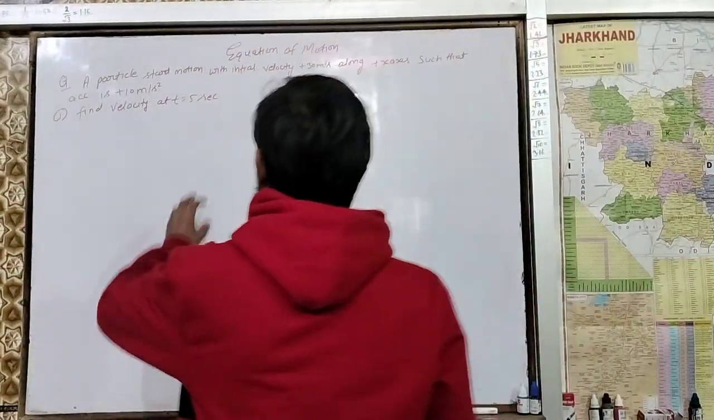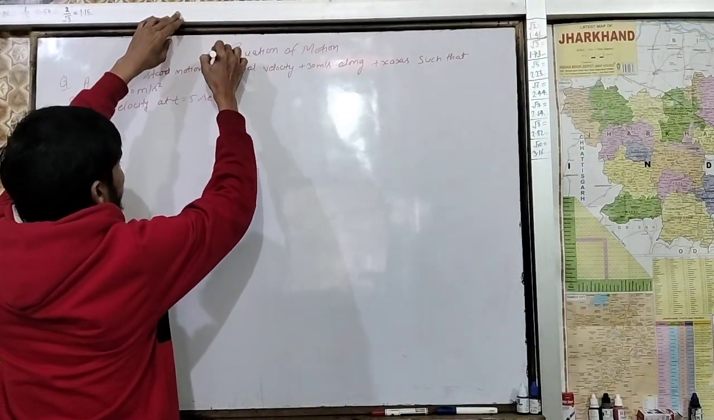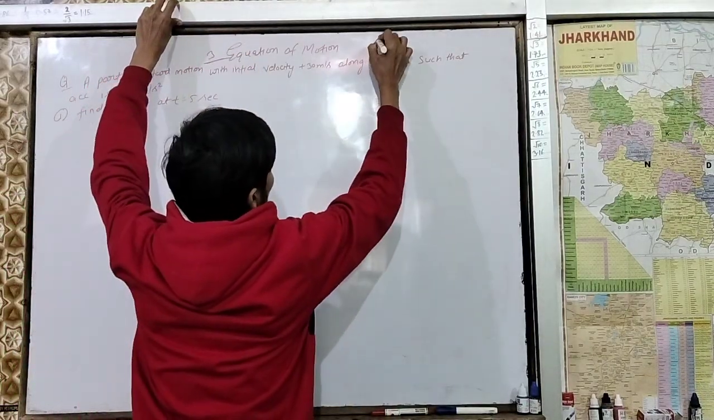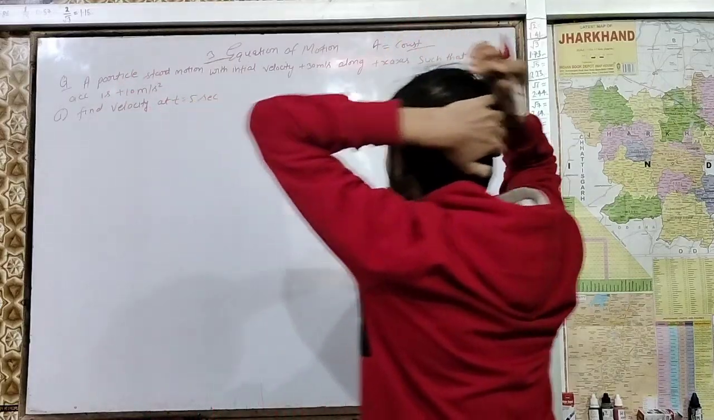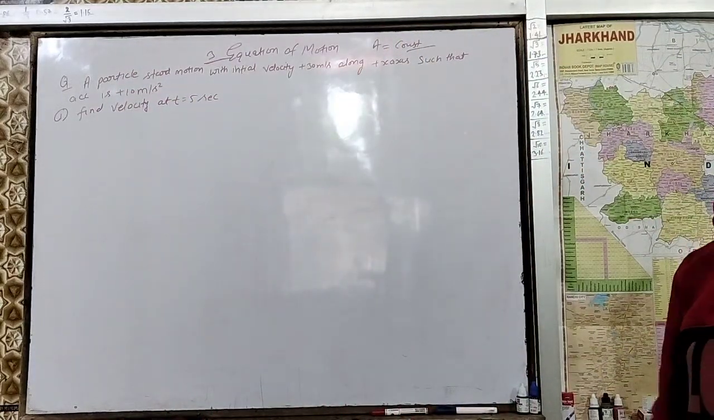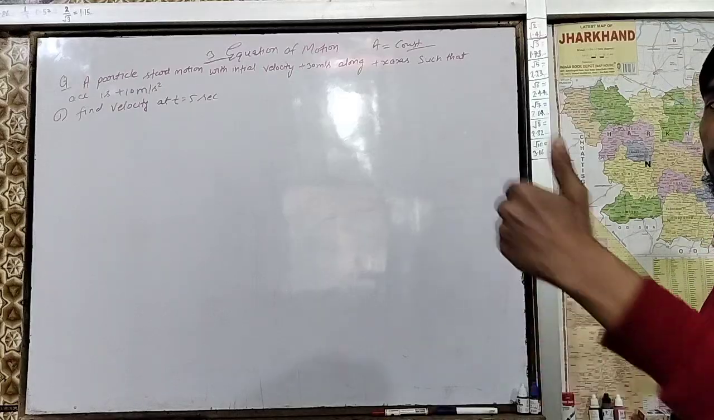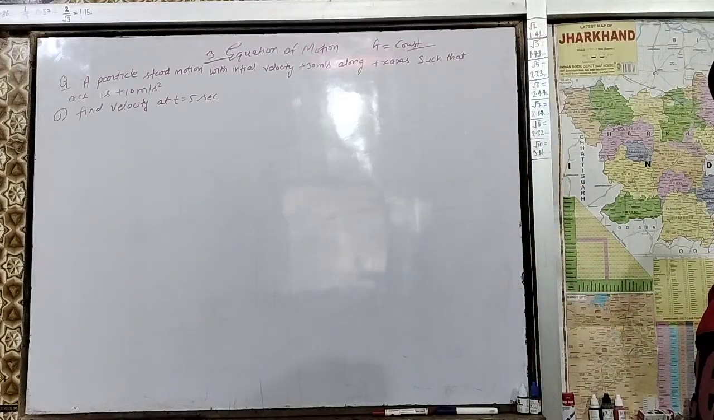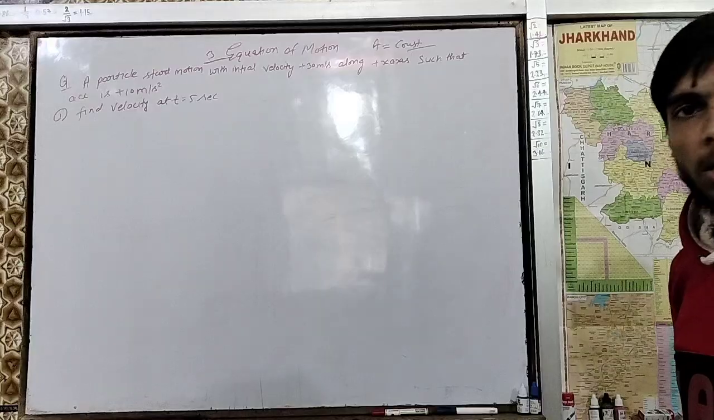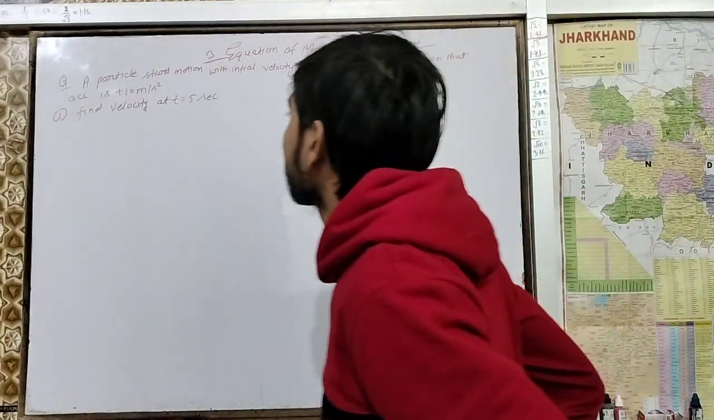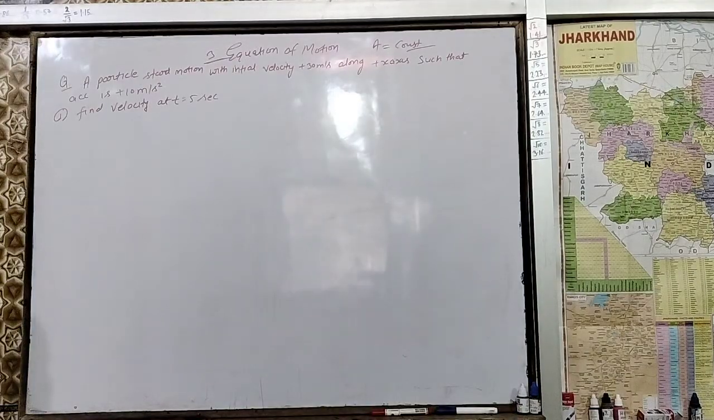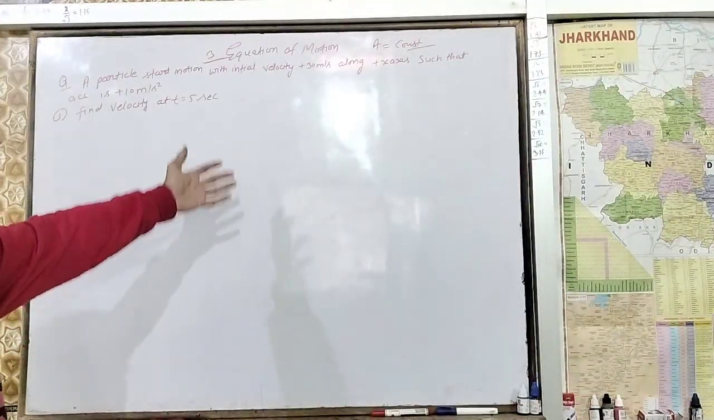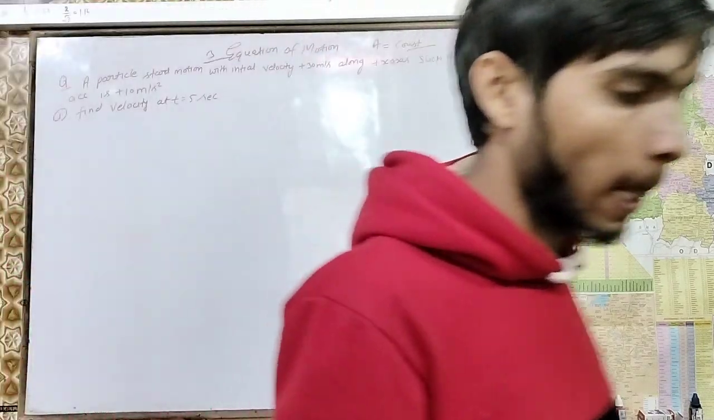Remember, these three equations of motion will be used when acceleration is constant. I am not saying acceleration is zero. No, acceleration will be constant. If it is 5, then it will be 5. If it is 10, then this acceleration will be 10. But if acceleration is not constant, then we use something else. Right now we have this question. Let's see what the solution will be.